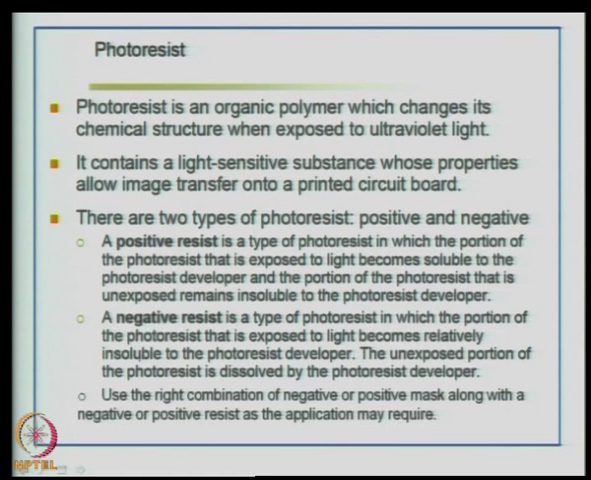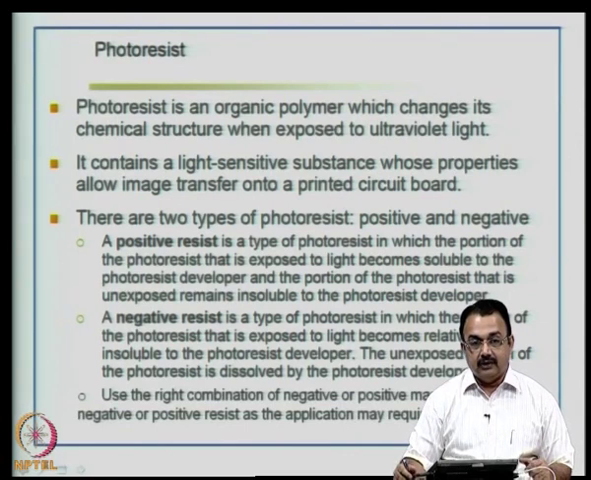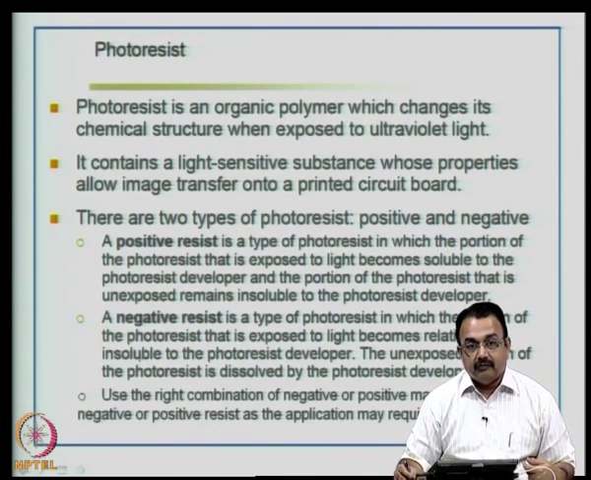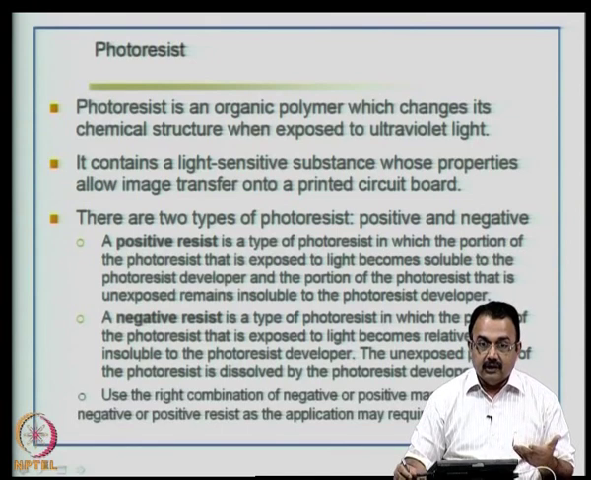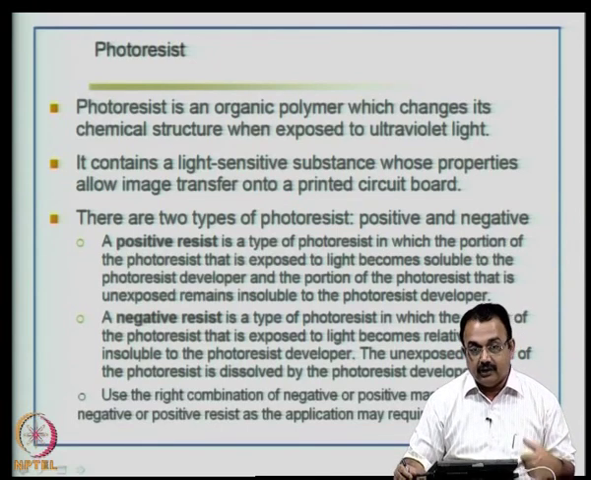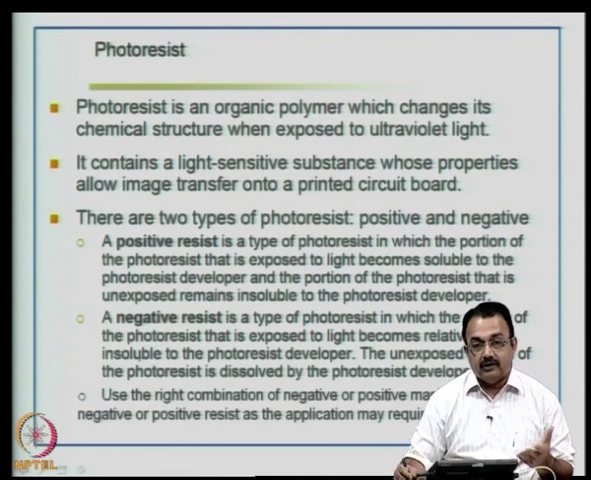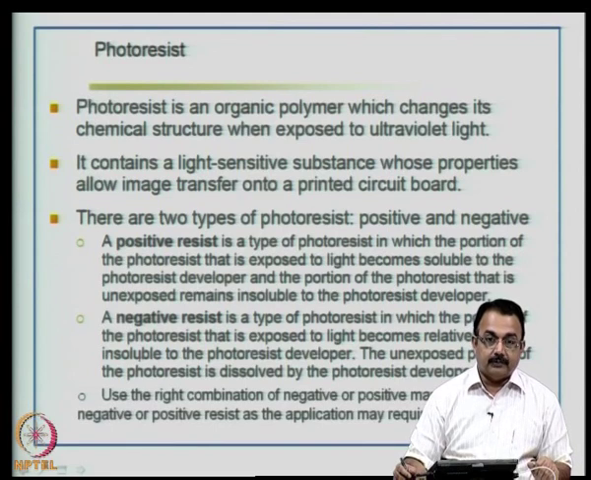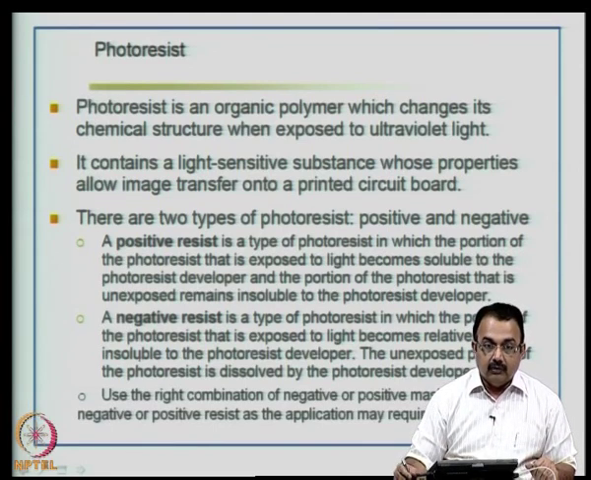So, what is a photoresist? A photoresist is an organic polymer which changes its chemical structure when exposed to UV light. So, our first job is to coat a photoresist and expose it to UV light using a mask. Remember the mask that we have prepared for the various layers. So, we use a mask and expose it to UV light. Certain areas will be exposed to UV light and certain areas will not be, depending on the mask. So, it contains a light sensitive substance whose properties allow image transfer onto a PCB.